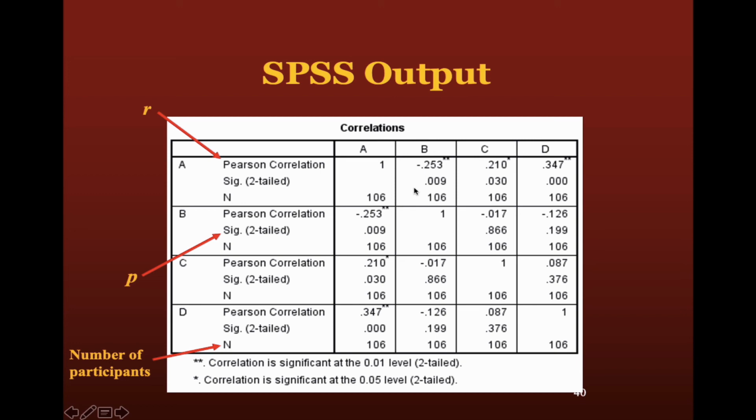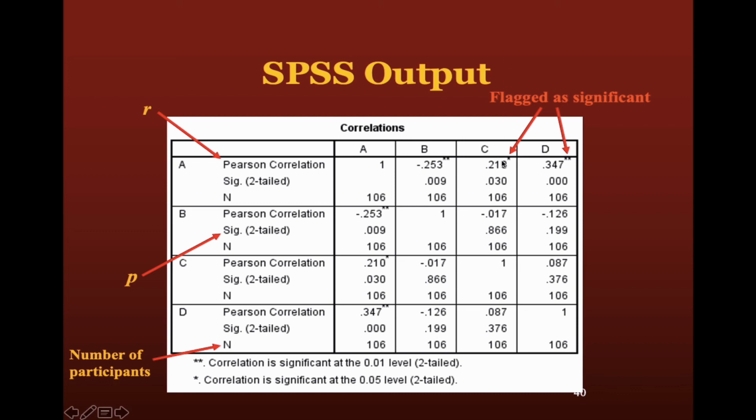Now the third number that is provided in this correlation matrix is the number of participants, right? So for A and B, we have 106 participants that were included in these analyses. So again, it's the actual correlation itself, the p-value, so the probability of getting that particular correlation if the null is true, and the number of participants that were in the analysis.